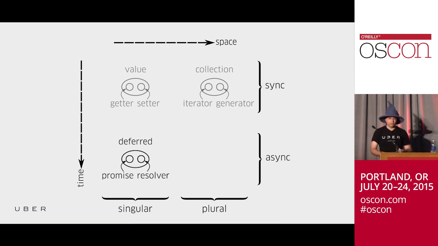In the case of a deferred, it breaks down into a promise side, which is the consumer, and the resolver side, which is the producer. A deferred can produce exactly only one value, and it provides the guarantee that it'll only provide that value. And the promise can have multiple observers. So this is a multicast, that is a broadcast primitive.